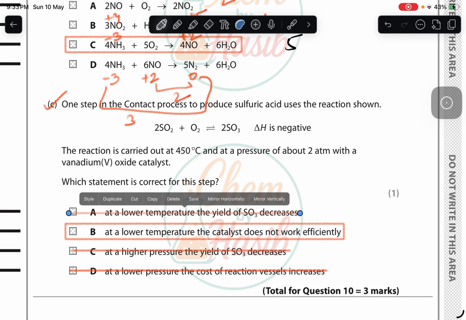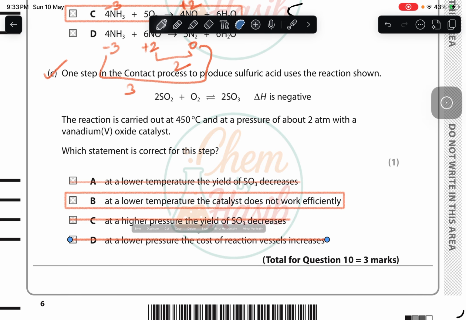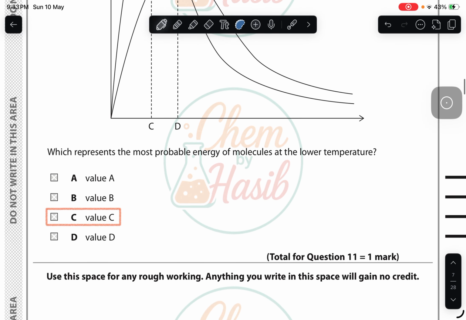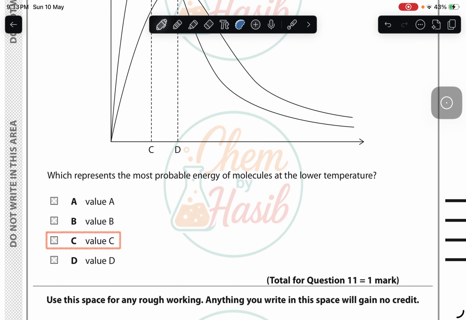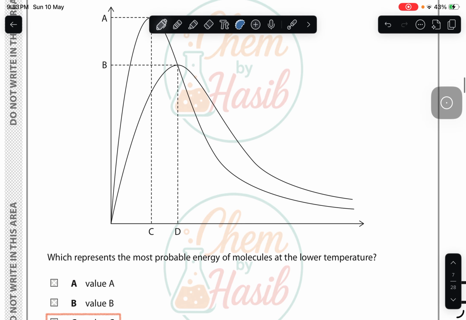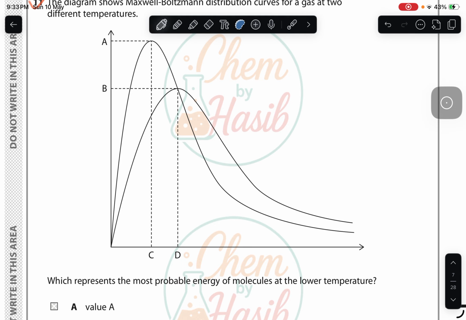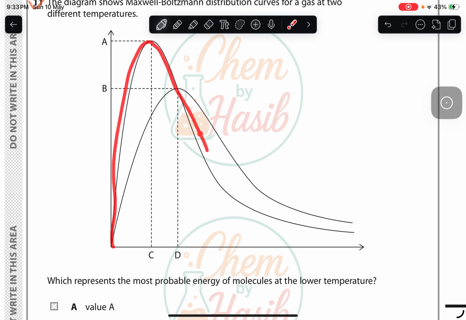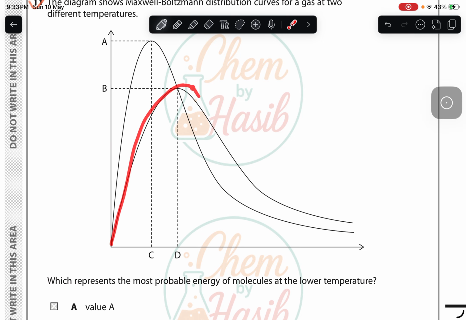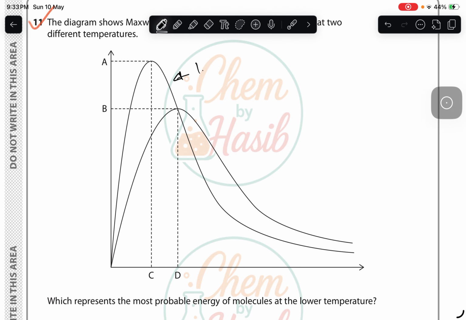Now we move to question number 11, which asks which represents the most probable energy of molecules at the lower temperature. See, at lower temperature, the peak would be higher and shifted to the left. So this is the curve for the lower temperature, and that's the curve for higher temperature.